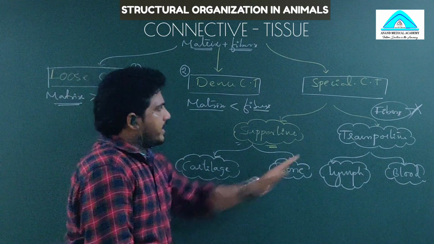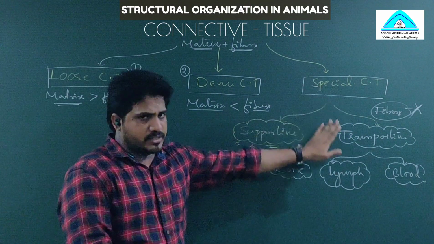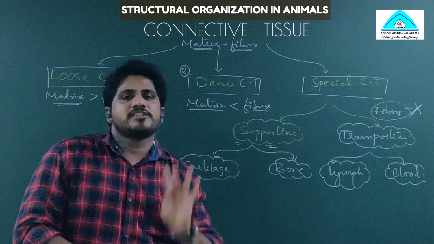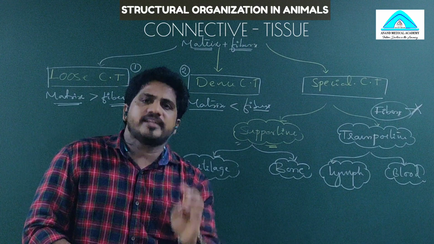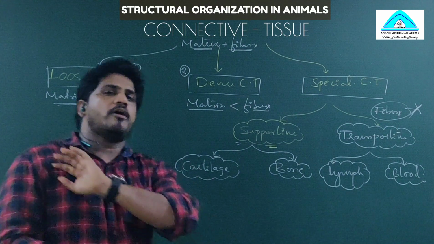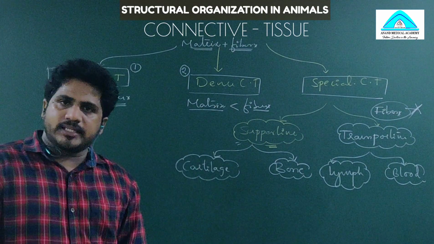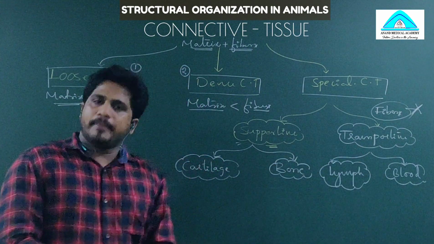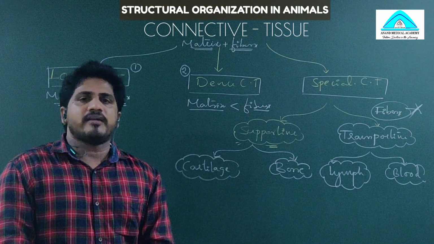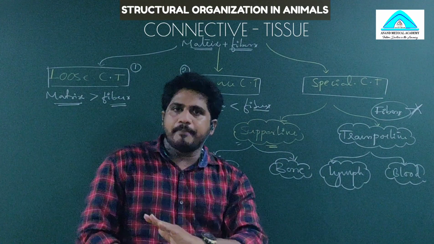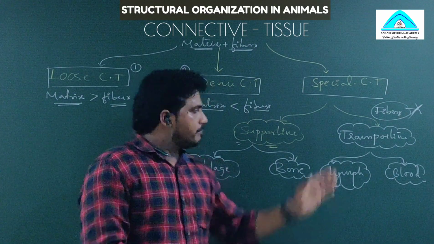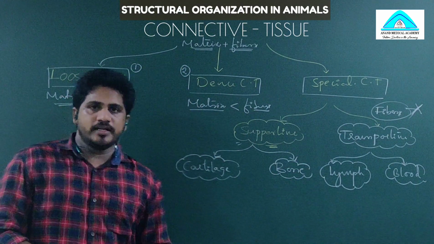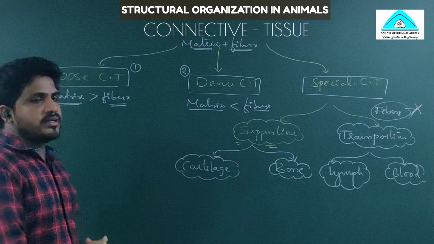Other than transportive specialized connective tissue, what is common everywhere? Matrix, fibers and cells. I repeat, matrix, cells and fibers, all three are common in every type of connective tissue except transport. Inside the transport connective tissue, matrix is present, cells are present, but fibers are absent. Fiberless connective tissue means blood or lymph is the transport tissue. Clear? Let us discuss one after one in depth.